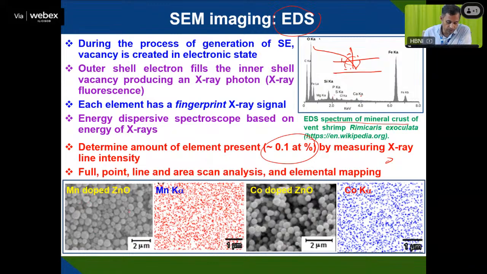And then you can see this is an element map of a nodule sample with a spectral scan of manganese. This is a cobalt sample with cobalt scanning. You can see how the manganese is distributed over the whole image, and how cobalt is distributed. Those things can be done by using EDS analysis.